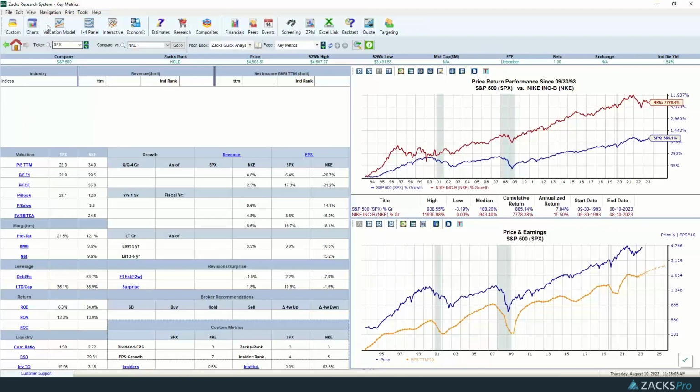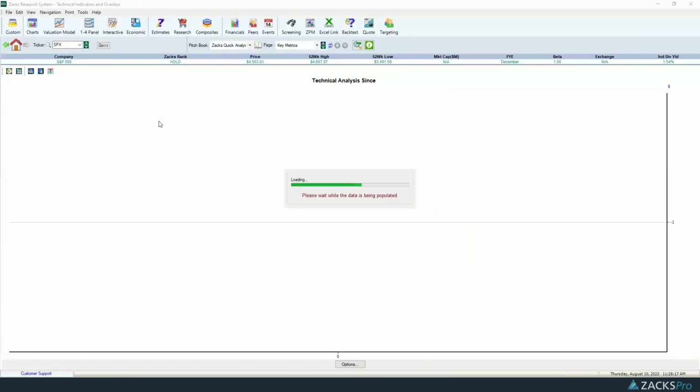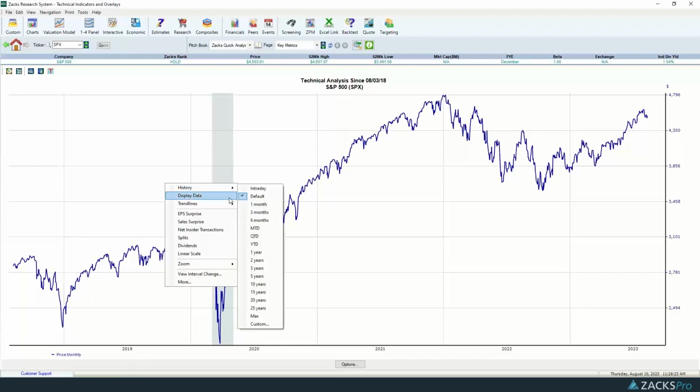So we're just going to take a look at the SPX as our key example. I'm going to go over here to charts and technicals, and click on technical indicators and overlays. So here is a simple chart of the S&P 500 over time. This is just over a couple of years here.